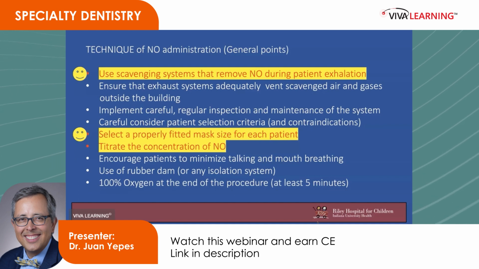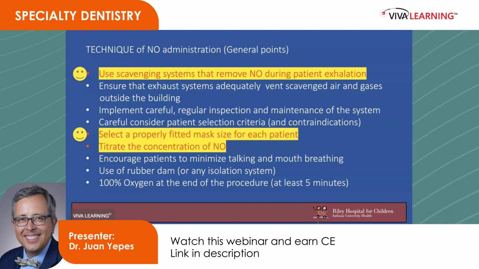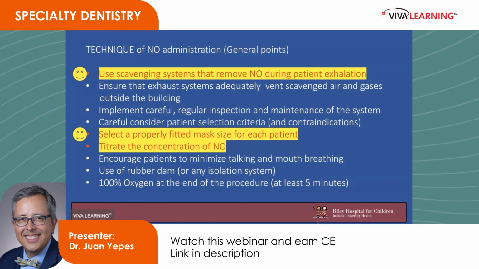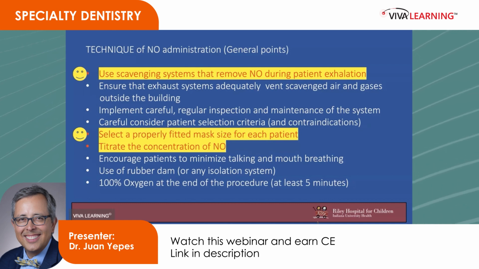The perfect scenario is you go 10% nitrous oxide, 15%, maybe 25%, and you wait at least 1 minute, 1 minute and a half in between the different concentrations. I cannot tell you enough how critical it is to titrate the concentration of nitrous oxide.